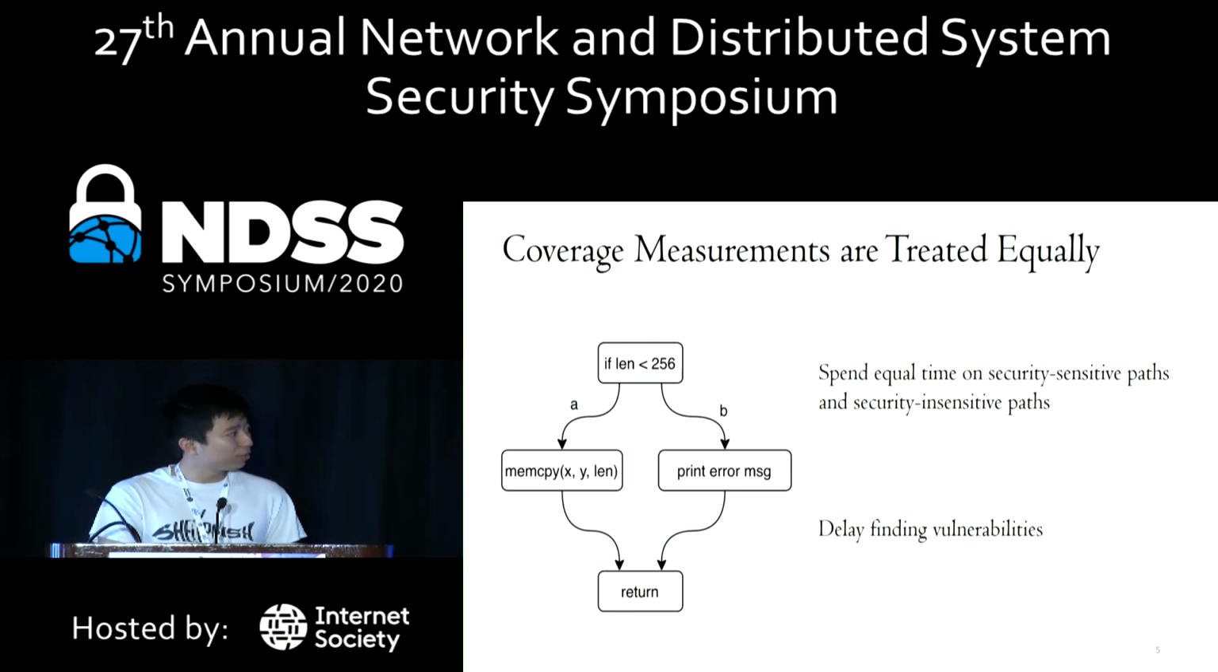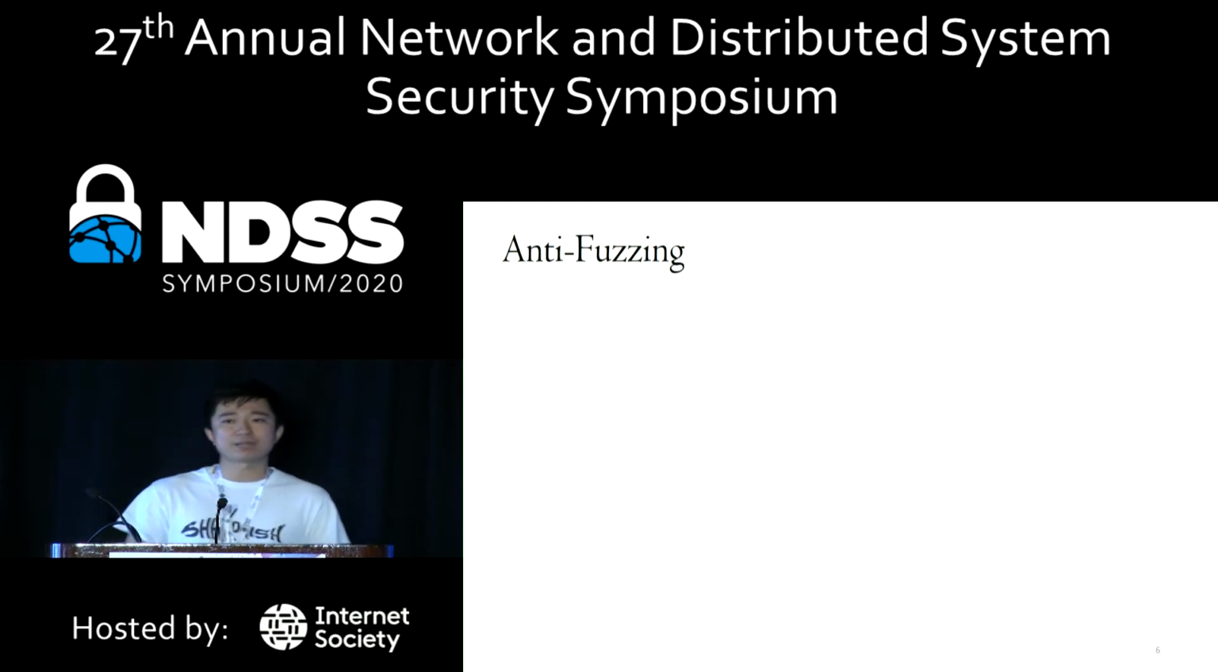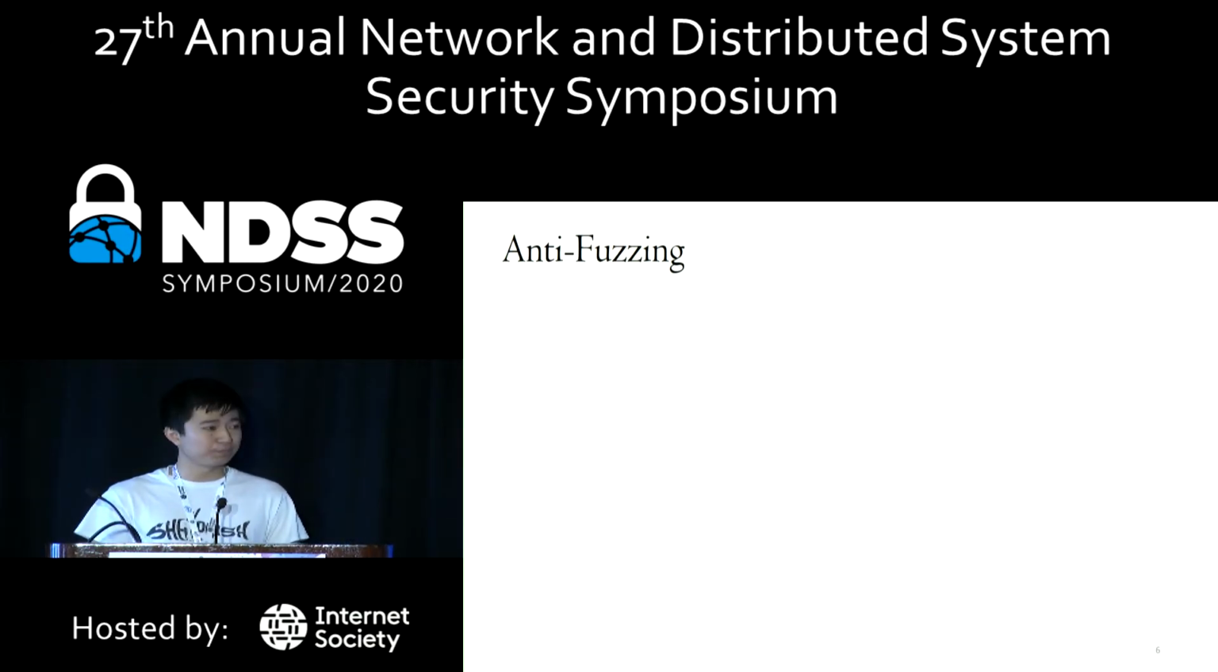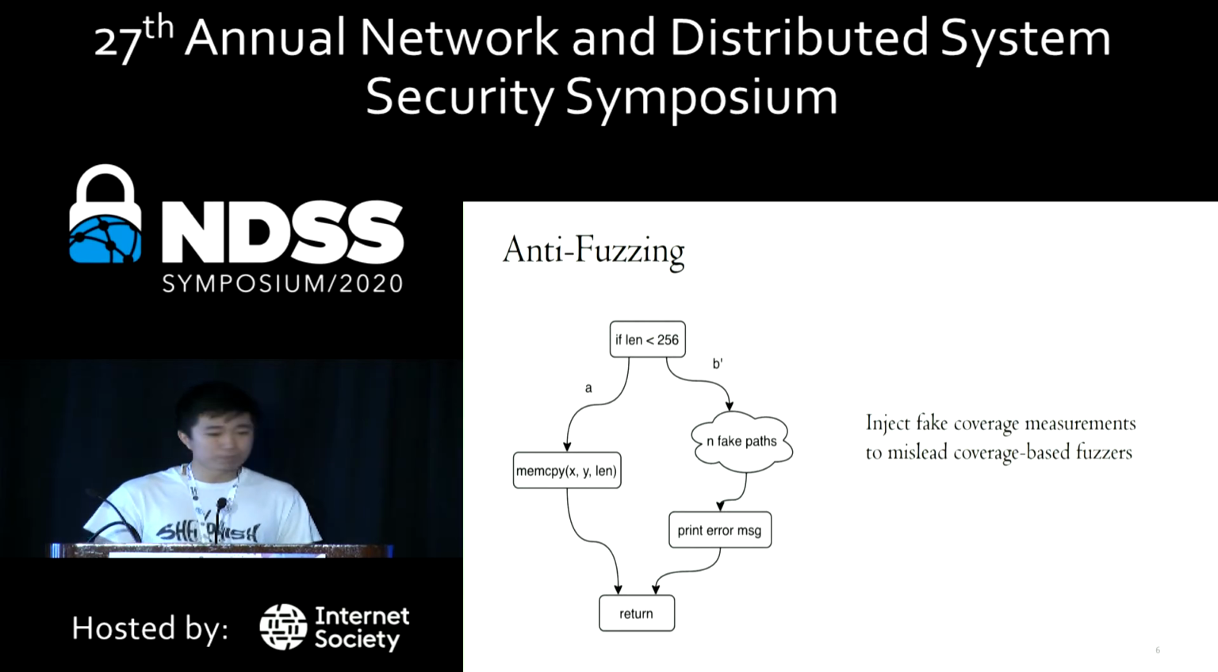To make things even worse, there is a new technique called anti-fuzzing that actually exploits this feature. Let's think about this. They inject a lot of fake coverage measurements into a program, or let's say fake paths. And then when all those fake paths are added to the queue, the fuzzer will say, okay, we have n+1 paths here, and we're going to treat them equally, and a lot of time will be wasted on those fake paths, further reducing the efficiency of fuzzers.